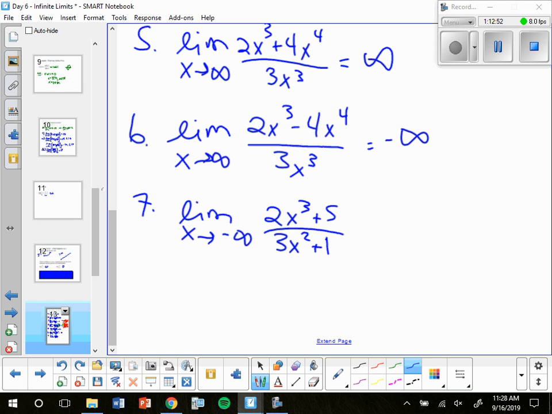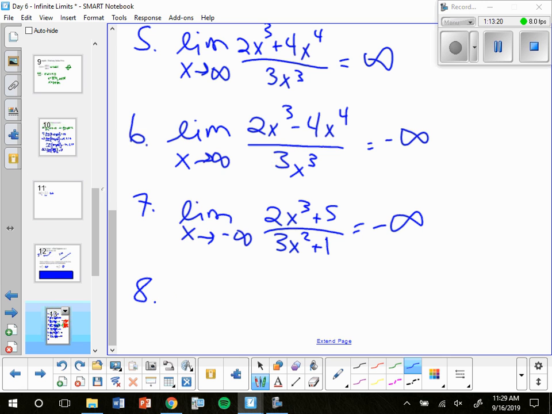On this one, limit as x goes to negative infinity. What's growing faster, the top or the bottom? The top. The top is a higher degree, but if I plug in really big negative numbers for x, is my top positive or negative? Negative. And my bottom positive or negative? Positive. So what's it going to go to? Negative infinity, because my top's negative and my bottom's positive.